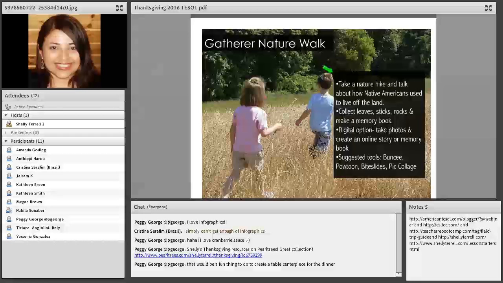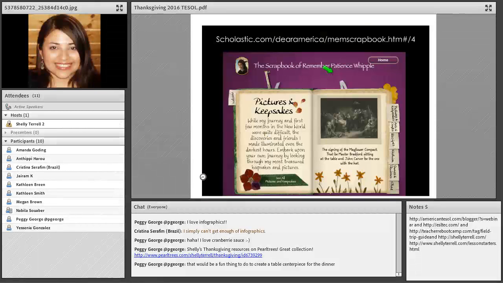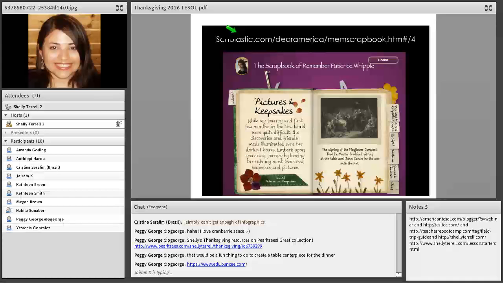And then, of course, we already had a meal prepared for them, some certain things that we would have around for the students to sit around and gather. And then they would listen to the Thanksgiving story and how two different cultures came together to really show the power of collaboration and acceptance and learning from each other. They can make this into a digital book or a memory book using Edubuncy, Powtoon, Bite Slides, Pic Collage, Glogster, Canva.